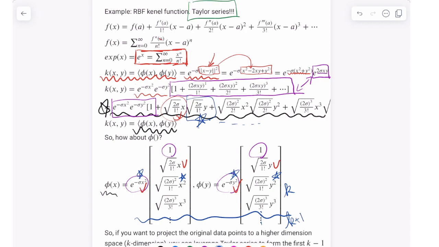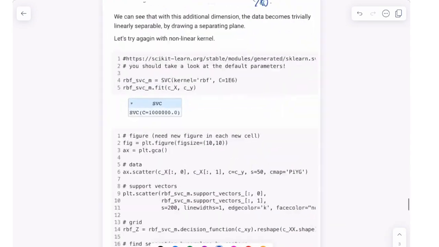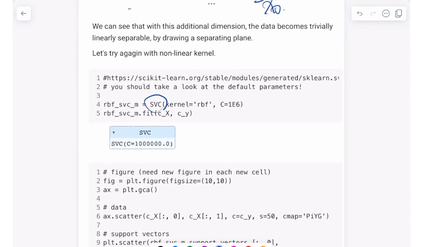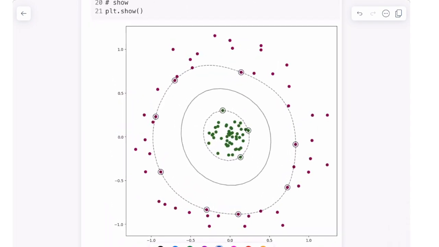Of course, currently we don't calculate all these values by ourselves. We use a package. So again, right here, if we use a package, which is the support vector classifier, we can assign different kernels. For example, that is RBF kernel, and then we can divide those two data points in higher dimension. And again, there will be some support vectors right here, and some support vectors right here.